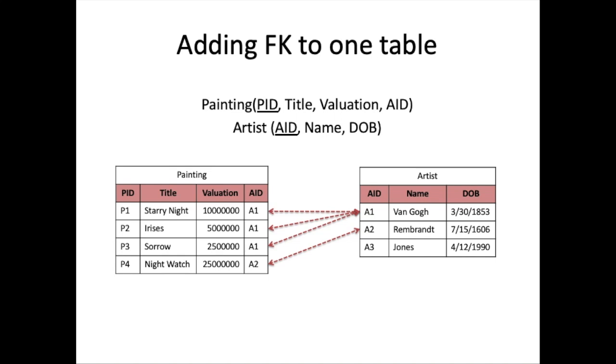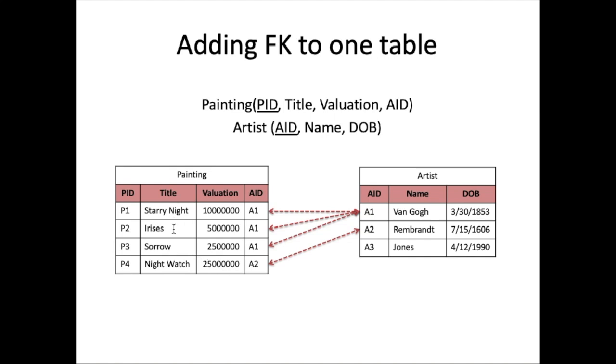So in this case, if we're going to add a foreign key to one table, well, the way we want to do this is because for each artist there can be multiple paintings, we don't want to add painting ID to the artist table. Instead, because for each painting there's just one artist, we can add a column for the artist ID. And that's what we've done here.